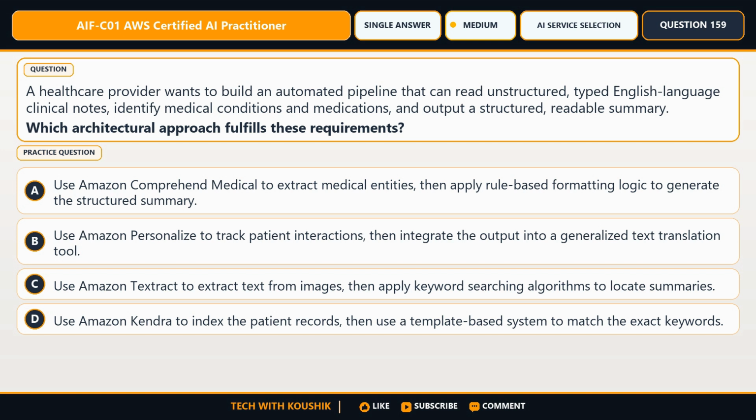Compare the options by fit, not by familiarity. Next, option A. Use Amazon Comprehend Medical to extract medical entities, then apply rule-based formatting logic to generate the structured summary. Next, option B. Use Amazon Personalize to track patient interactions, then integrate the output into a generalized text translation tool. Next, option C. Use Amazon Textract to extract text from images, then apply keyword searching algorithms to locate summaries. Next, option D. Use Amazon Kendra to index the patient records, then use a template-based system to match the exact keywords.